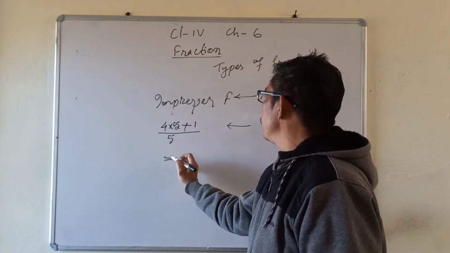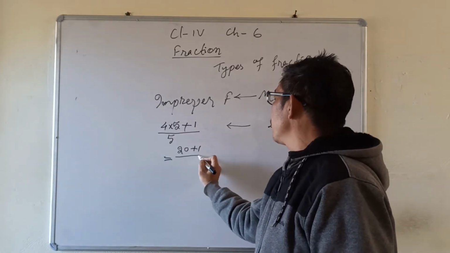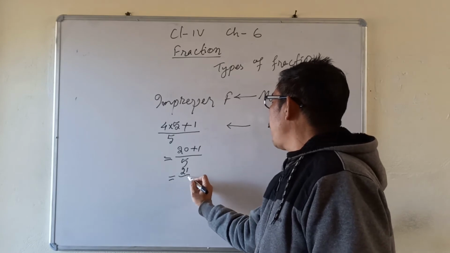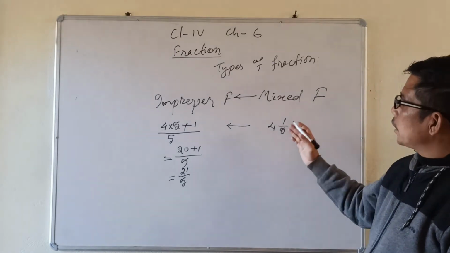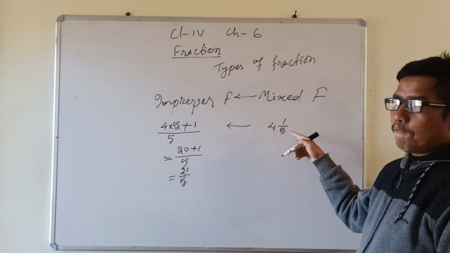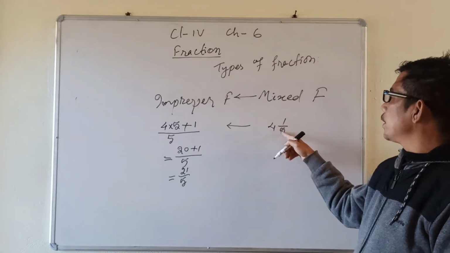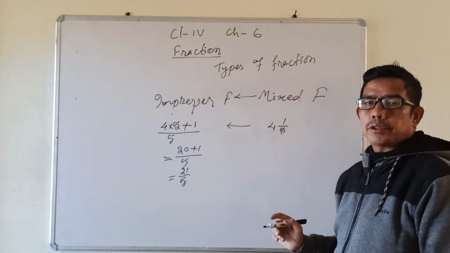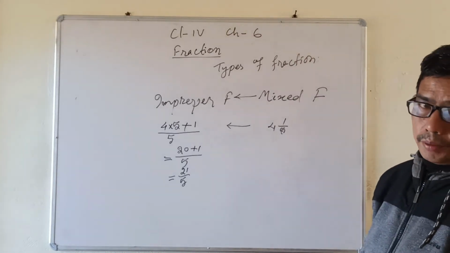That is equal to 4 5s are 20. 20 plus 1 divided by 5 is equal to 21 by 5. But to convert a mixed fraction into an improper fraction, you will multiply the quotient with the divisor, then add the remainder. Like this, you have to change a mixed fraction into an improper fraction.